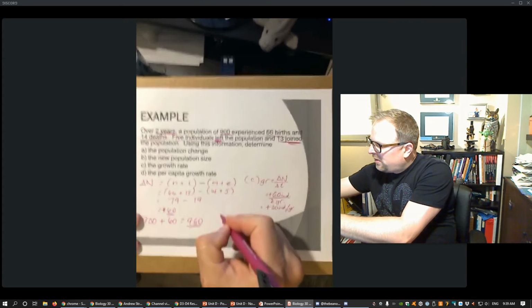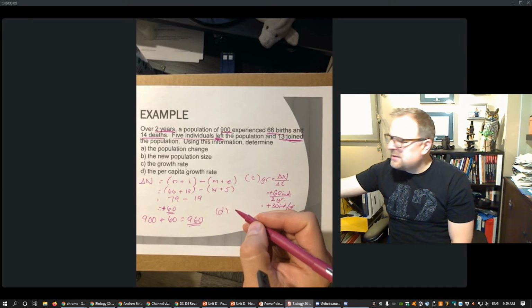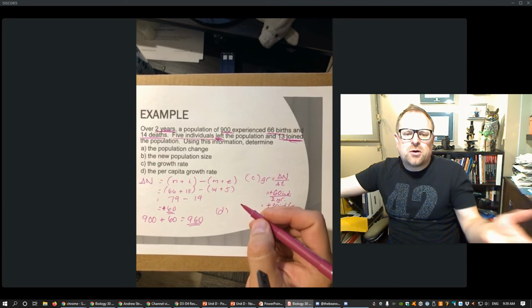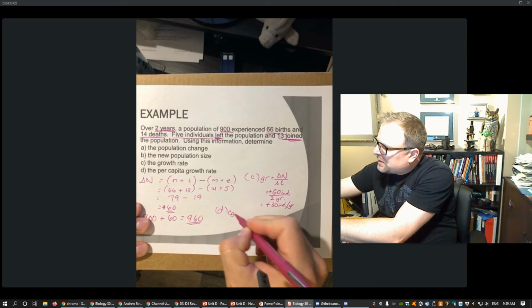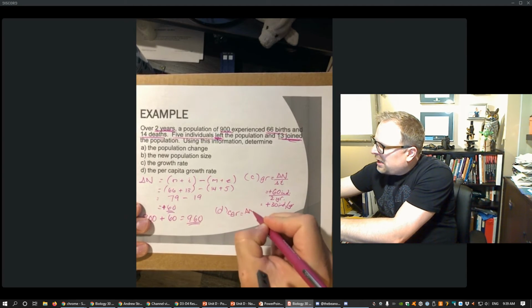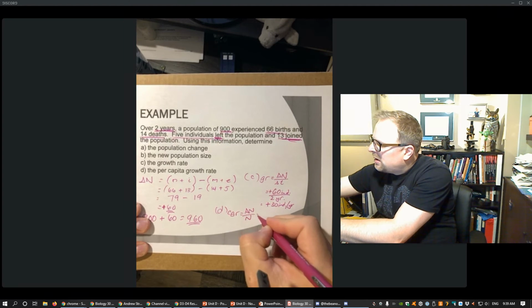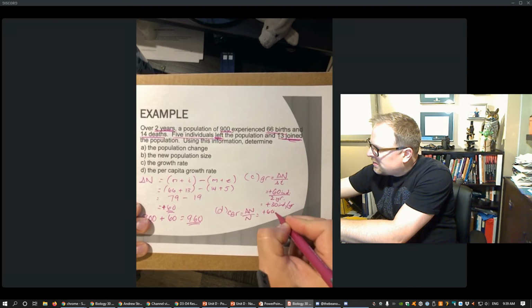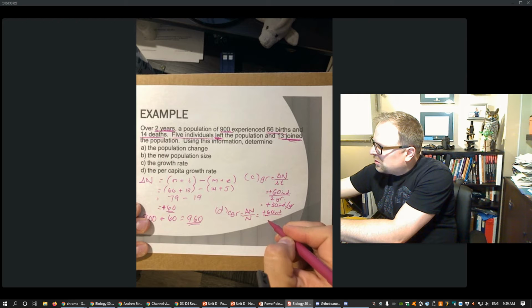The last thing, which I said is kind of silly, and I'm not sure why I kept it in here, but I did, is what is the per capita growth rate? So what are we increasing per individual in that time? Per capita growth rate, CGR, is your change in population over the number of individuals in your population. Our change in population, we said, is plus 60 individuals.